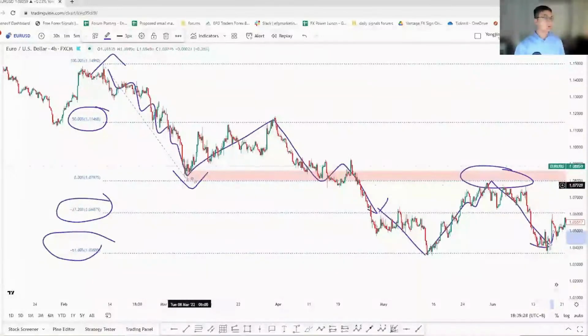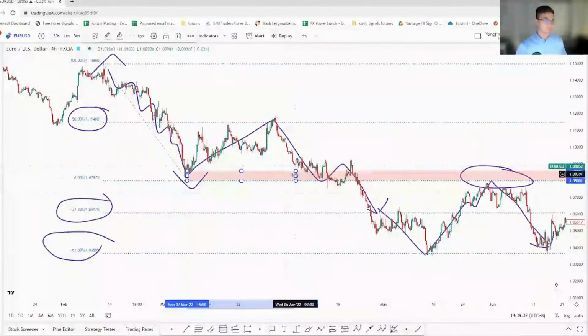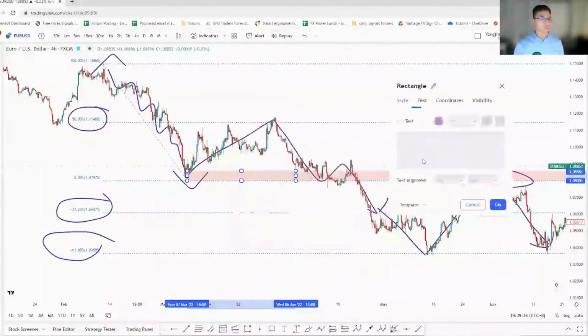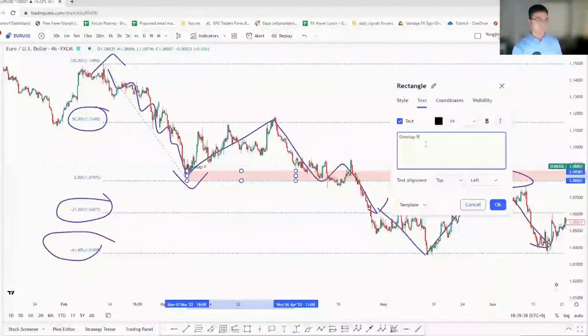So what do we call an area like this? We can call it an overlap resistance. So I'll just type it out in case you don't know how to spell it or don't know what I'm talking about. It's the overlap resistance. So inside center break.